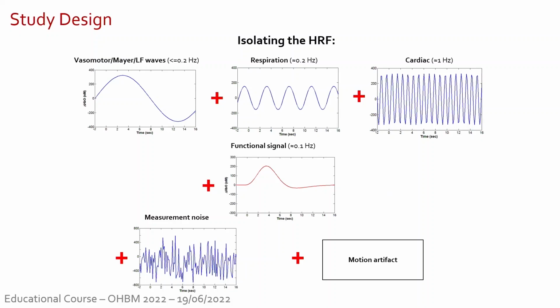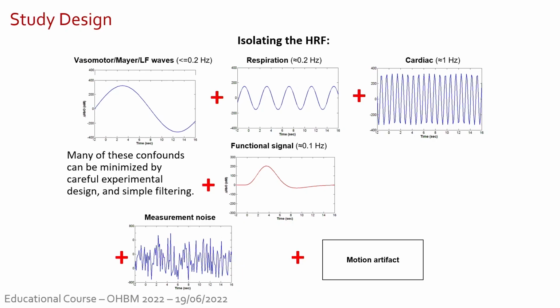So this is basically all the things that we're getting when we are acquiring an fNIRS signal. We have vasomotor waves, respiration, cardiac pulsation. We have the functional signal, which is what we care about. We have measurement noise and motion artifacts. So what we want to do is to isolate the functional signal. Many of these confounds can be eliminated later on with filtering and processing, but there are also some things you might want to take into account when you set up your studies, because some of these confounds can be avoided if you design your study properly.